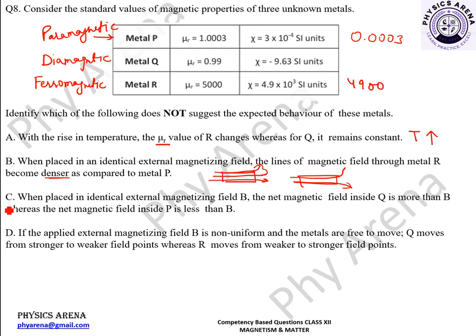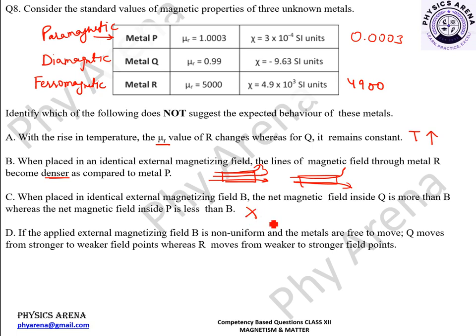Let's examine C as well. When placed in an identical external magnetizing field B, the net magnetic field inside Q is more than B, whereas the net magnetic field inside P is less than B. See, it is saying that they are placed in a magnetizing field B and the field inside Q is more than the field inside P.